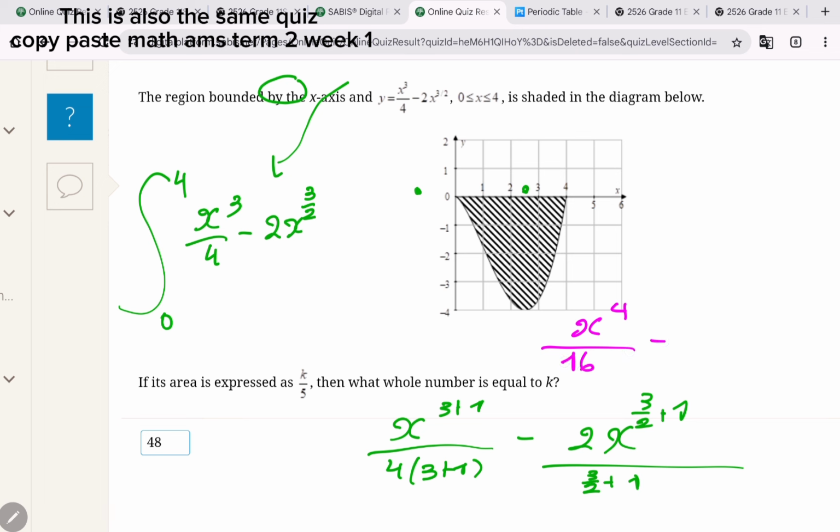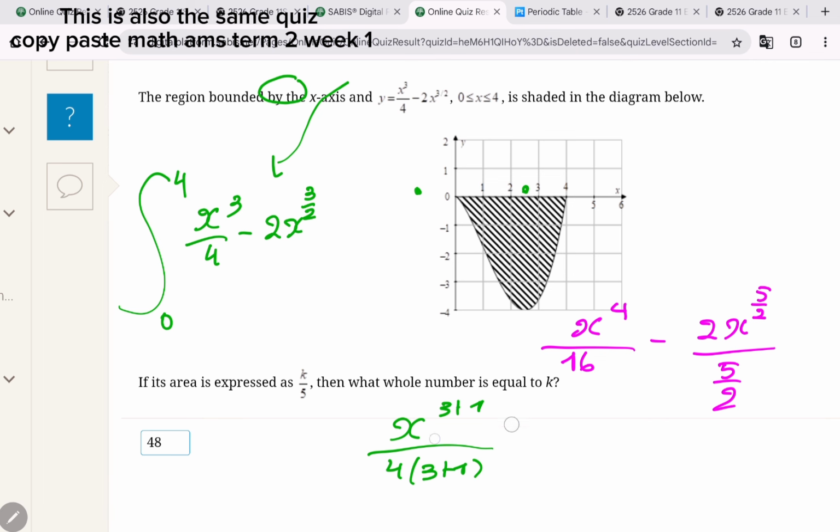2x, 3 over 2 plus 1, how much is that? That's going to be 5 over 2, minus 2x to the 5 over 2, over what? Over 5 over 2. You can simplify it if you want. You can always simplify it if you want. Don't forget to put the brackets over here. But if you don't want to simplify it and you just want to solve, you can also do that.